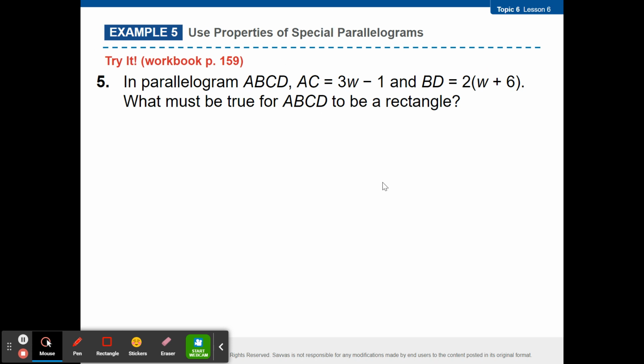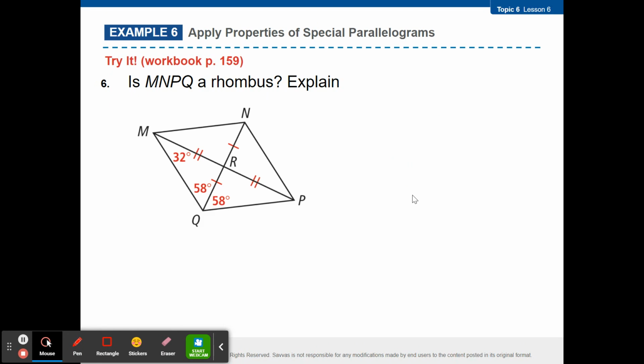All right, how are we doing? So what needs to be true for this to work out? Go ahead. W has to be 13. Very good, because the diagonals have to be congruent. All right, take a look at example 6.